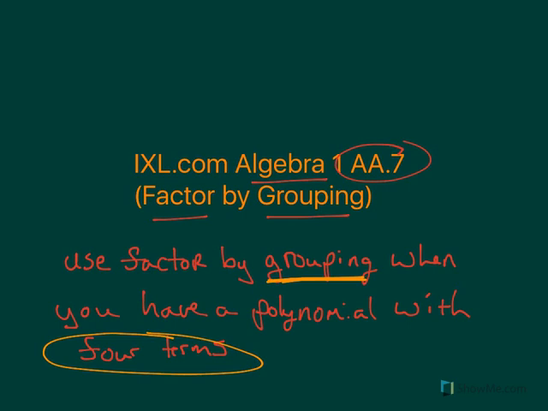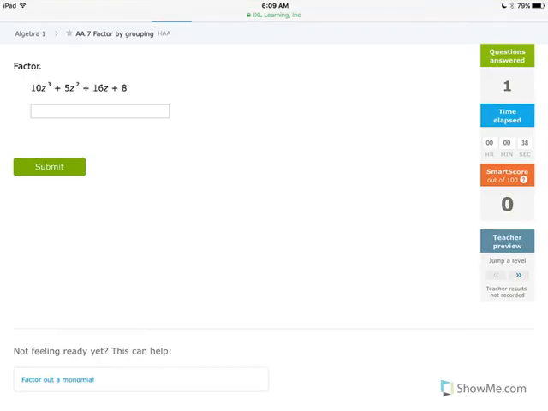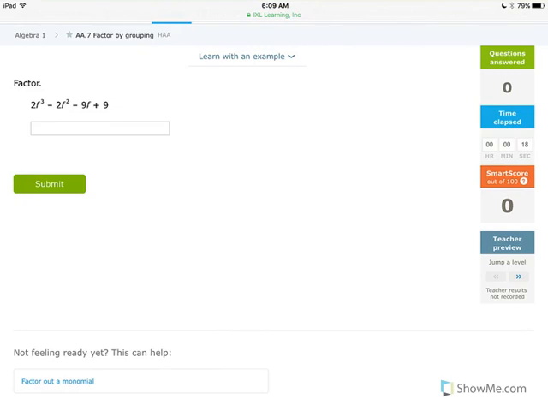So let's go ahead and just get right into some examples. So here is our first example from IXL.com. So notice on this one we have 4 terms. So a term is separated by addition or subtraction. So 1, 2, 3, 4. So we have 4 terms. And since we have 4 terms, we're going to try factoring this by grouping.